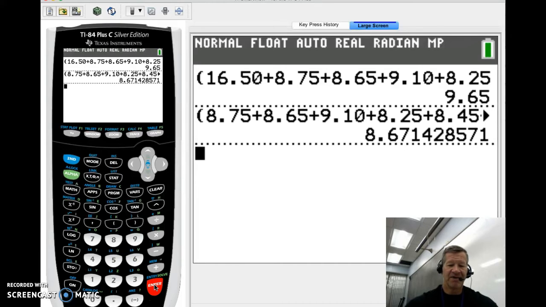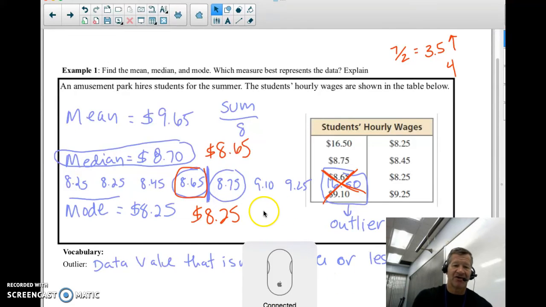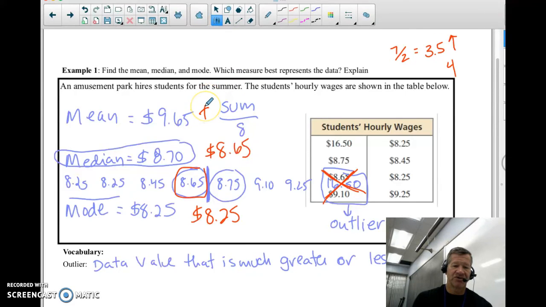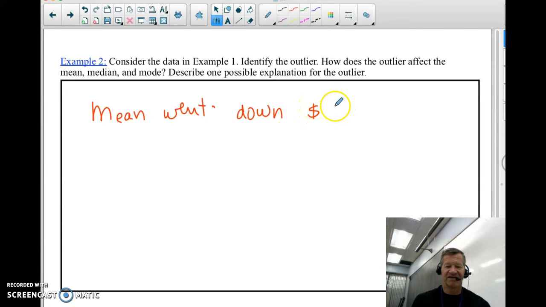So now the mean has changed to $8.67. So it went down by almost $1. Okay, so the mean has gone down to $8.67. So as I go to the next page, how does the outlier affect the mean, median, and the mode? Well, the mean went down 98 cents. Went down from 9.65 to 8.67.